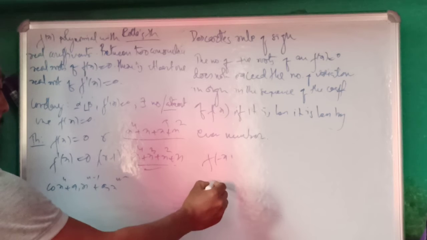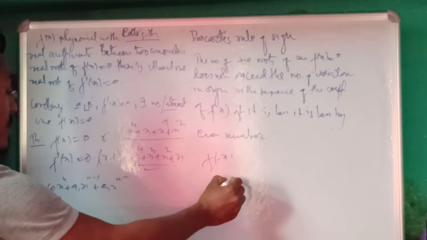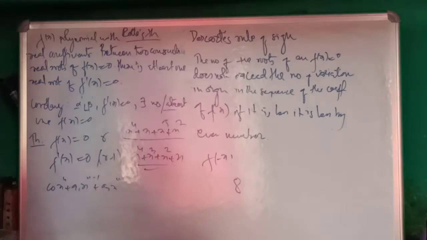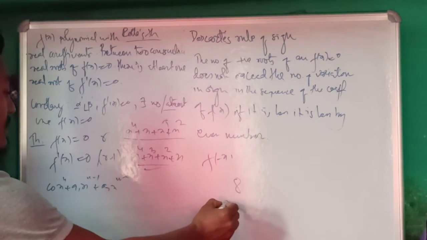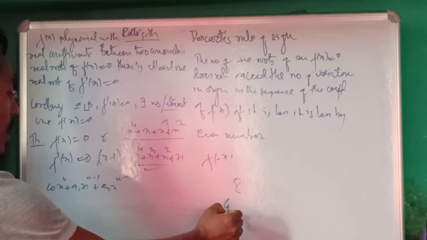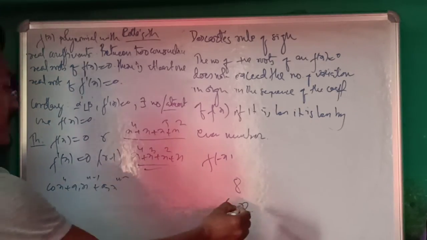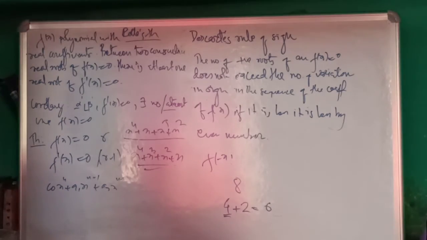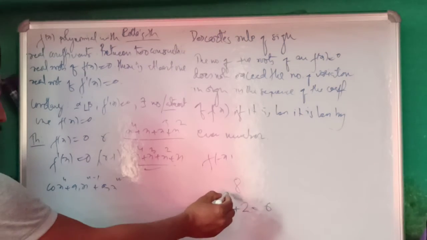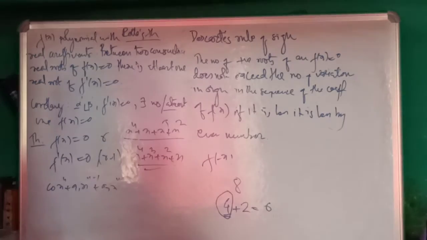Suppose the degree of the given equation with real coefficients is 8, and the number of variations of sign is given as 4 for positive roots and 2 for negative roots. Then the total is 6. So what can be the remaining 2 roots? For positive roots, 4 is the maximum; it can be either 2 or 0 also. For negative roots, 2 is the maximum; it can be either 2 or 0. So what will be the remaining number of roots? The question is like that.